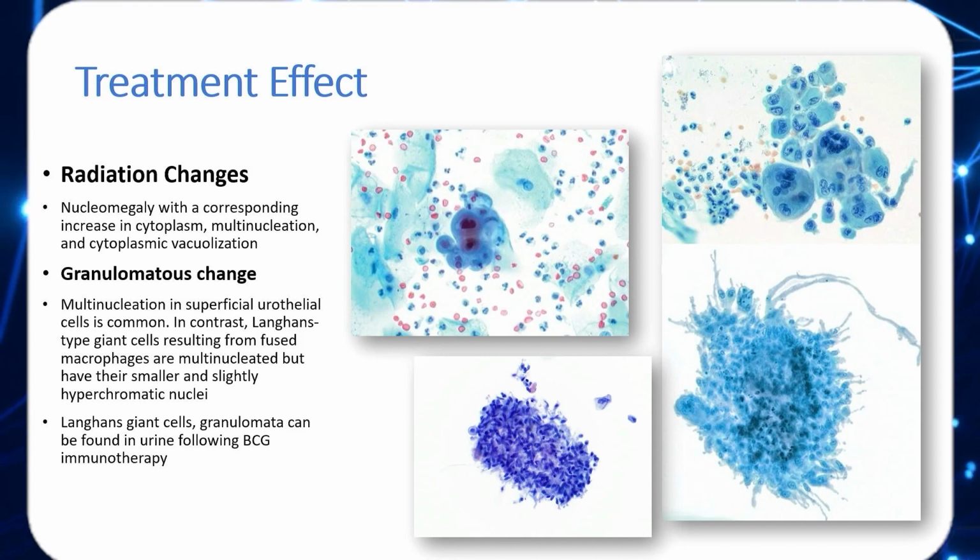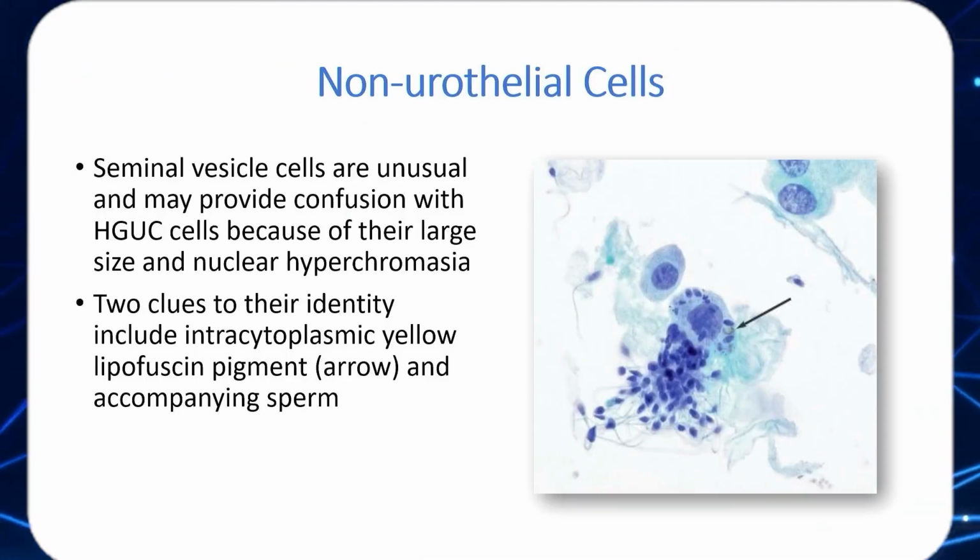Similarly, granulomatous change is usually noted after BCG immunotherapy. And again, I don't really need to further highlight what BCG change looks like to the group over here. So when you note this, it is not to be flagged as atypical, but as negative for high-grade urothelial carcinoma.